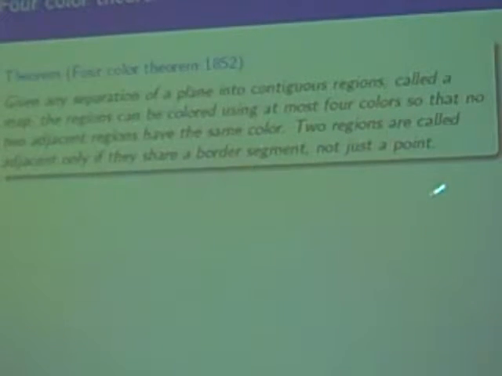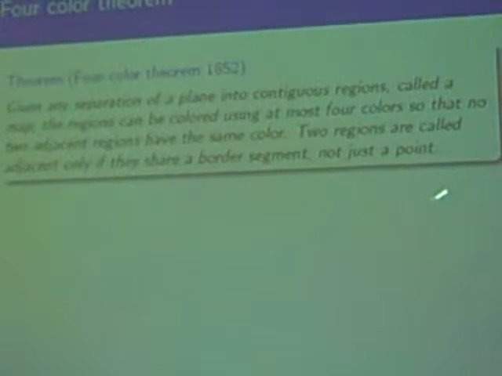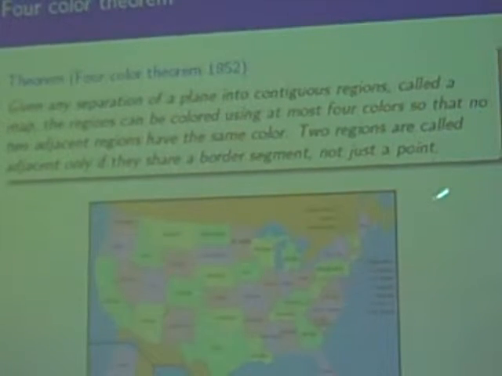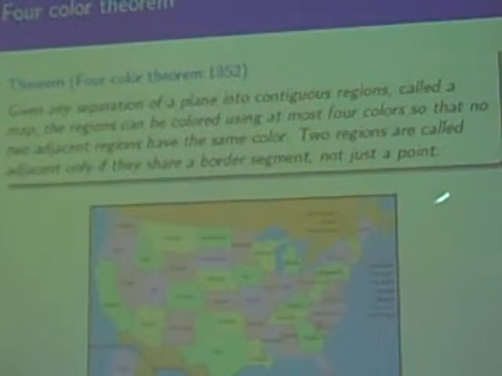So this is sometimes referred to as the four-color map theorem because we can think of this as just trying to color a map using only four colors. So, for example, this would be a four coloring of the 50 United States.